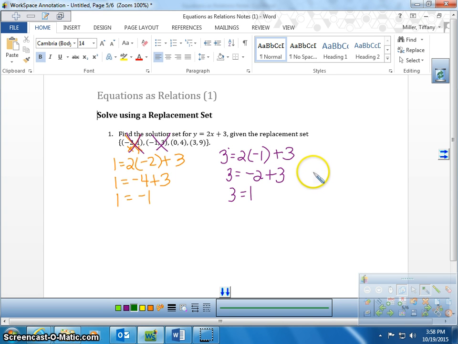I'm going to continue this process with the next 2 points. I'm going to plug (0, 4) into x and y in the equation. 4 equals 2 times 0 plus 3. 2 times 0 is 0. Bring down my plus 3 and my 4. 0 plus 3 is 3. Does 4 equal 3? Nope, it does not. So therefore, (0, 4) is not a solution to y equals 2x plus 3.